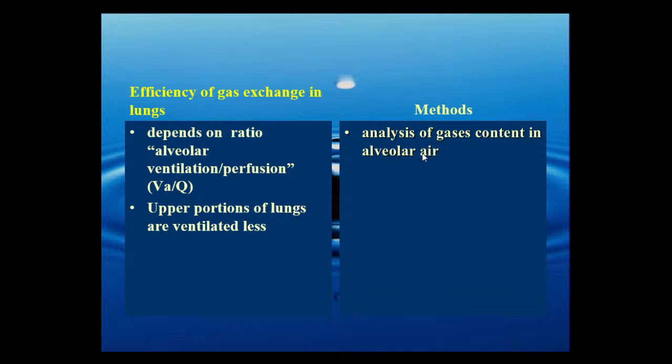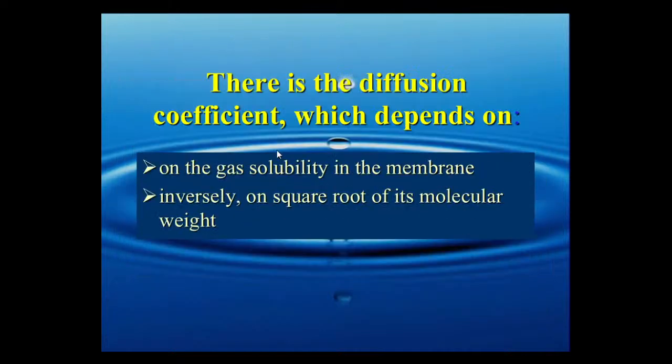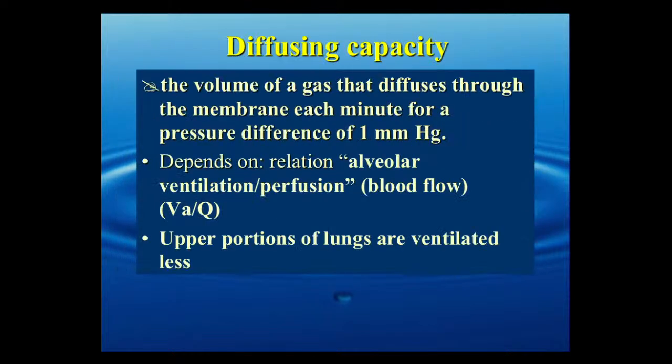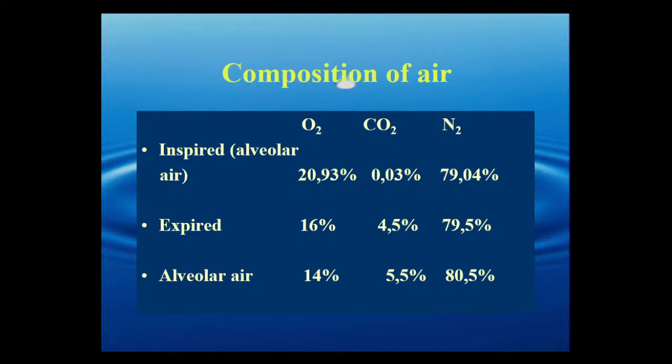And method by which we can estimate this next stage of respiration, gas exchange in lungs, is analysis of gases content in alveolar air. You can see here on the slide composition of different airs. Atmospheric air, it's inspired air or alveolar air, where oxygen is approximately 21% of total volume of gases, carbon dioxide only 0.03%, and the most part is nitrogen, approximately 78%.